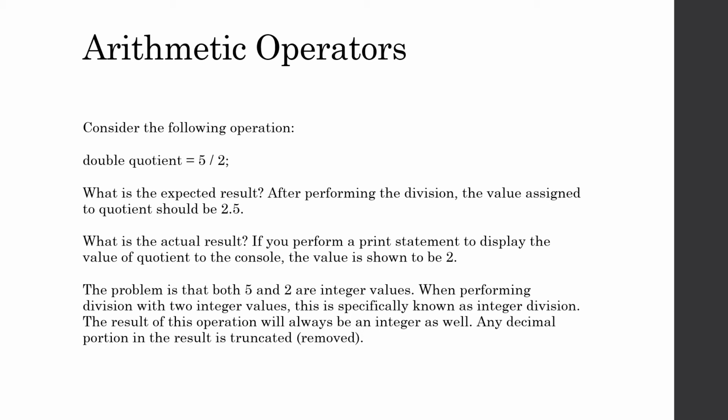So the result of this operation will always be an integer as well. If we do 5 divided by 2, normally that would be 2.5, but 2.5 is not an integer value. It has that fractional portion to it. In order to correct for that, Java is just going to truncate or remove that decimal portion. So the end result is just going to be 2. Then when we store that into our variable quotient, the value we're storing is just 2. And when we print that to the console, it's printed in the formatting of a double, so it's going to have 2.0. So that's the result that we end up seeing.